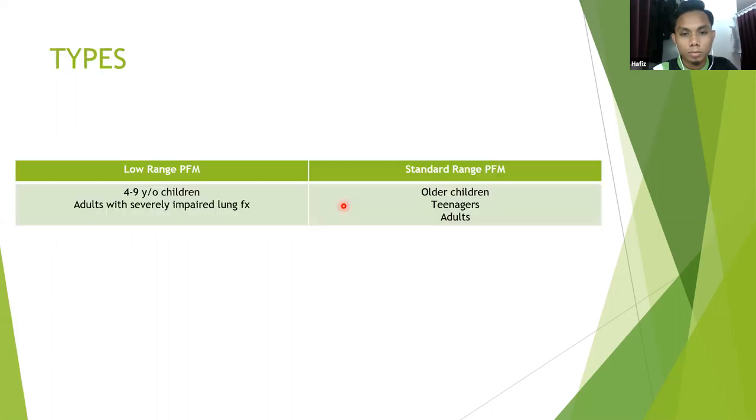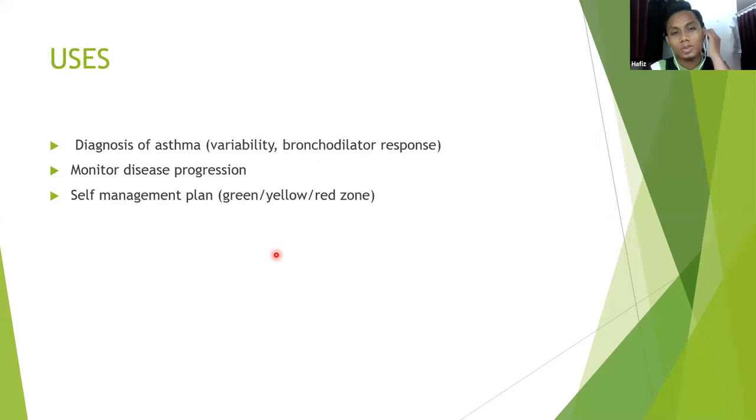Go back to the previous slide. For the green zone, it signals that the person is all clear, meaning there is no obstruction. For the yellow zone, it signals caution.